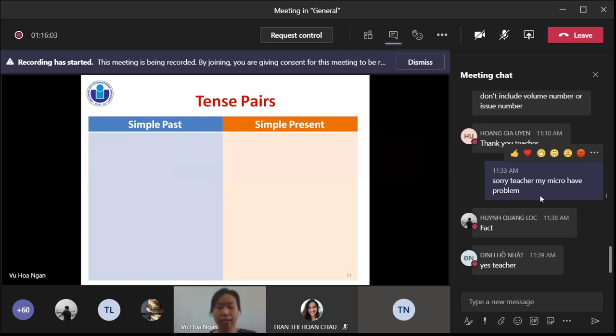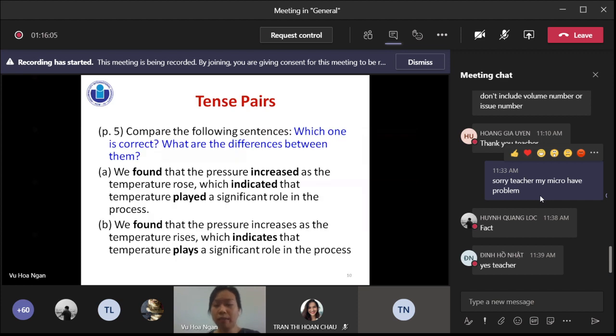So let me get back to the examples here. We found that, in both sentences. So that means they found. This is an action that they found. And what is that? Actually, it's the finding, right? So the finding, the first sentence A is in the simple past tense and sentence B is in simple present tense.